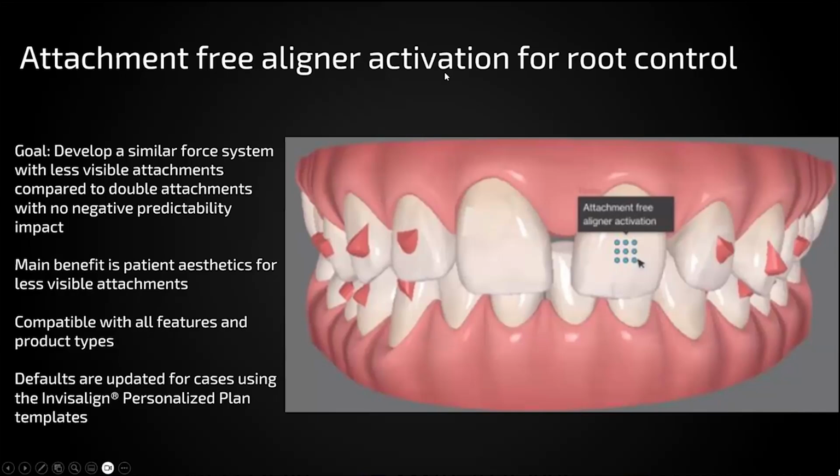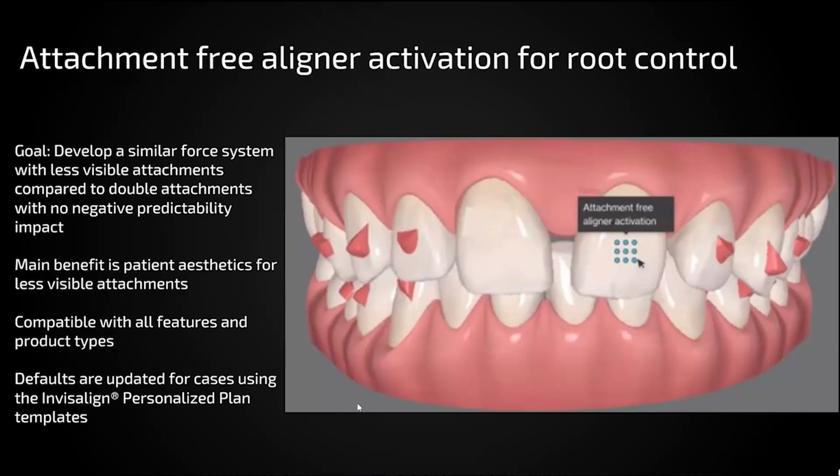As you've seen, maybe we have a new attachment-free aligner activation for root control. So the goal is to develop a similar force system, which is less visible, with less visible attachments compared to double attachments with no negative predictability impact. The main benefit is that the patient aesthetics is absolutely better with these types of attachments, and it's compatible with all features and product types.